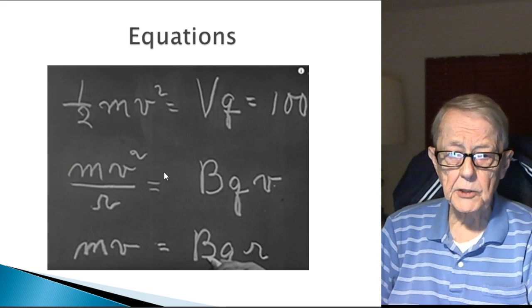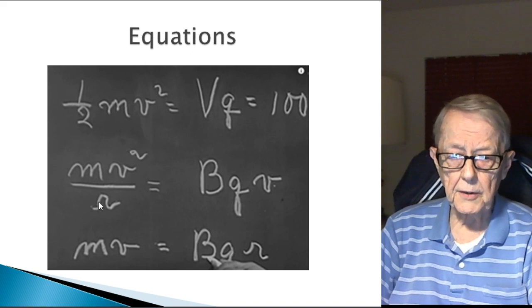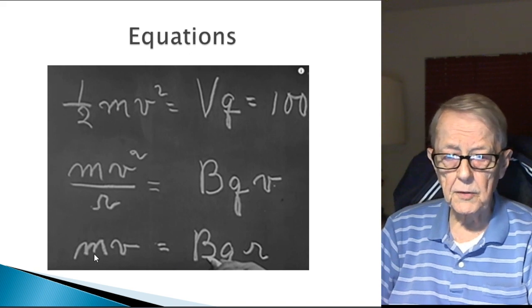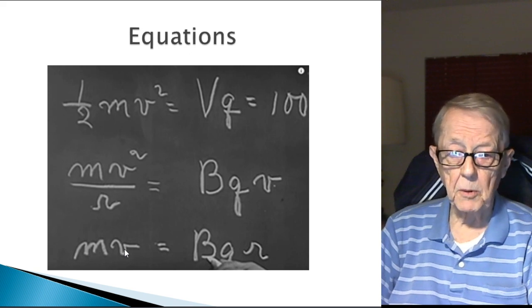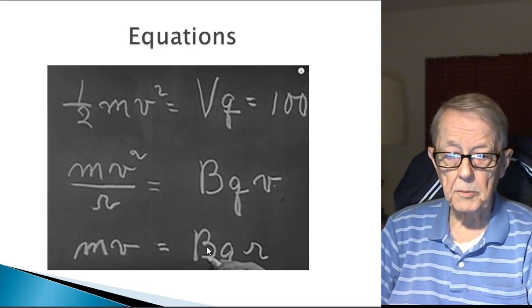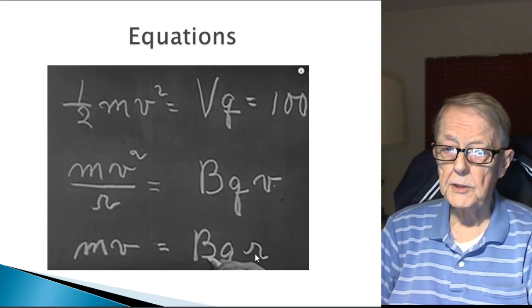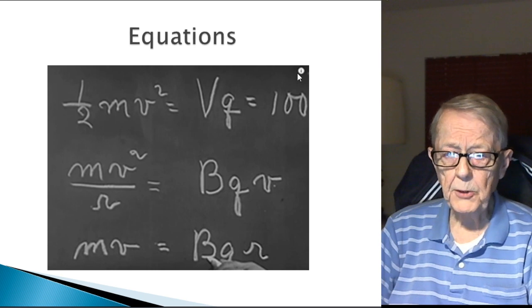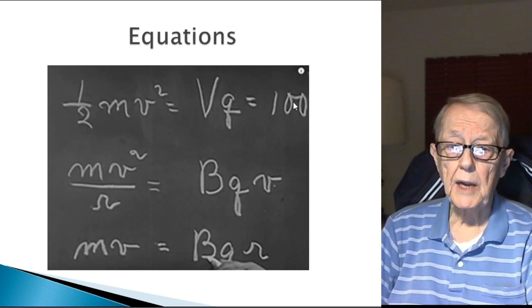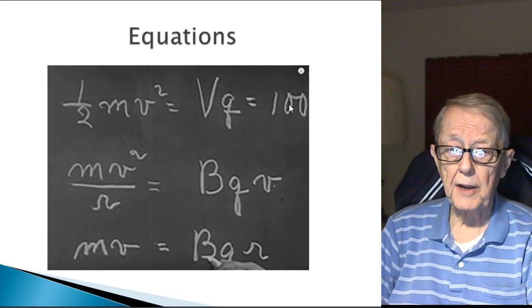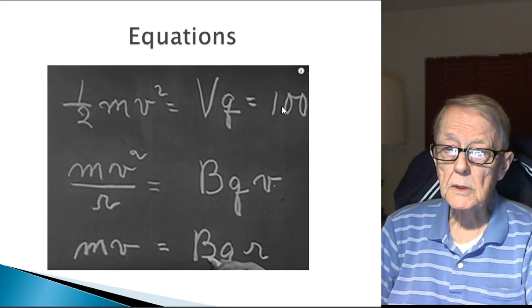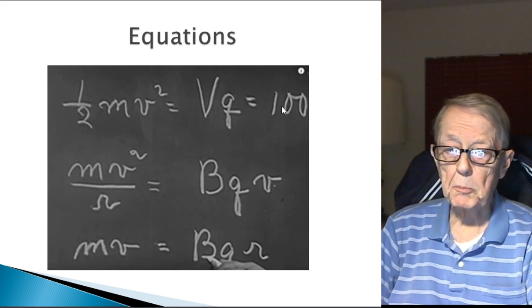This equation gets changed. They cancel out this velocity with one of the velocities over here, and they move r over to the right, and you get mv, which now looks like momentum, equal to the magnetic field times the charge times the radius of the circle. And you can see here in this slide, they've already started to put into place the fact that they have 100 volts on the plates.